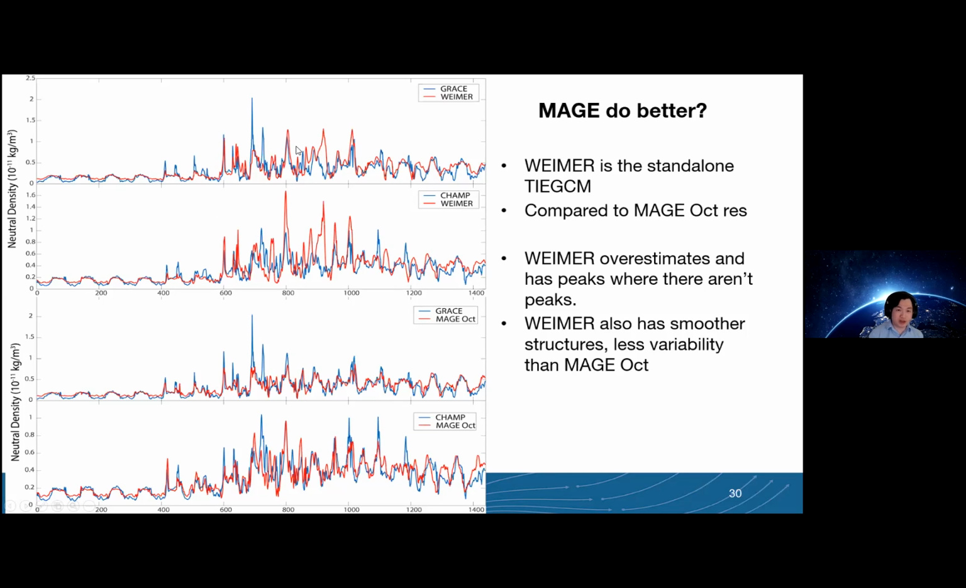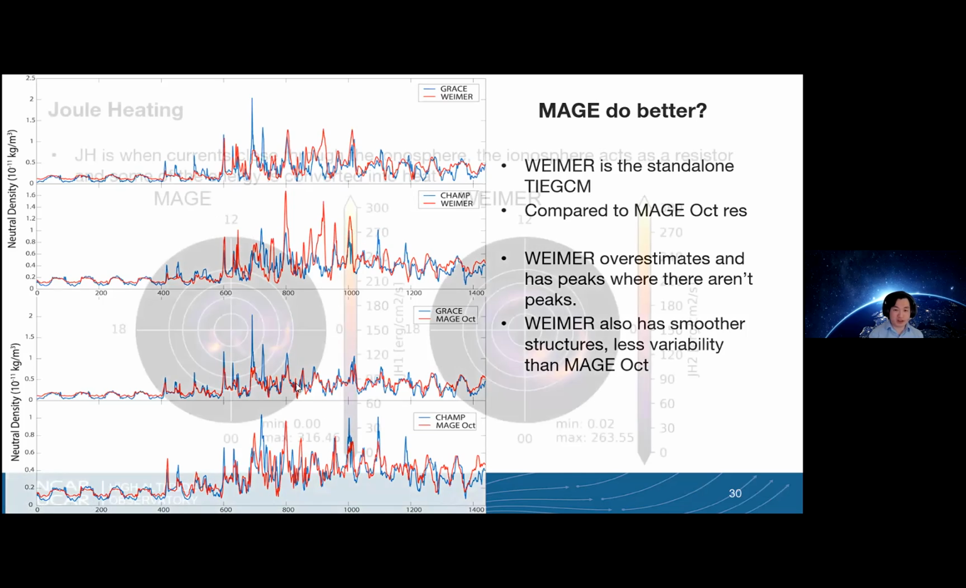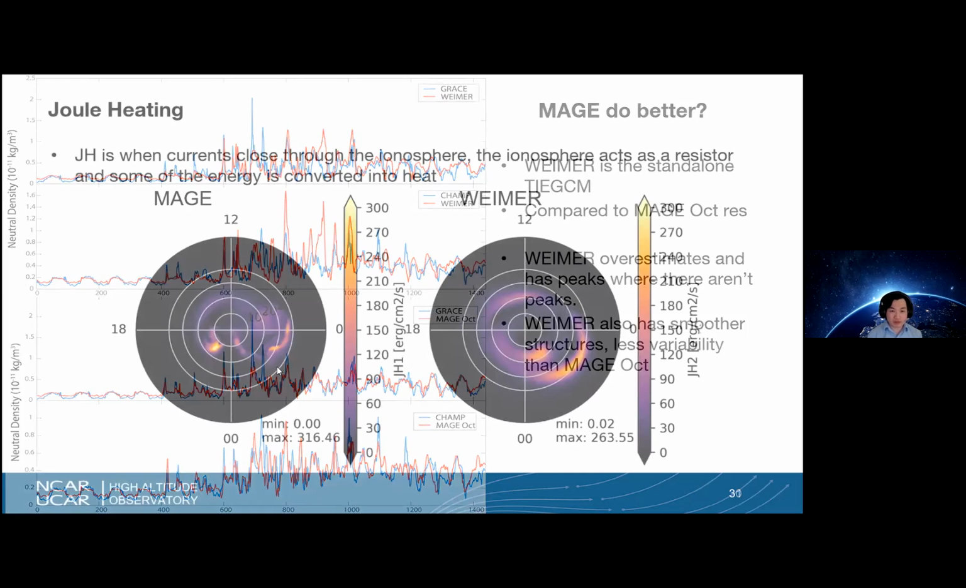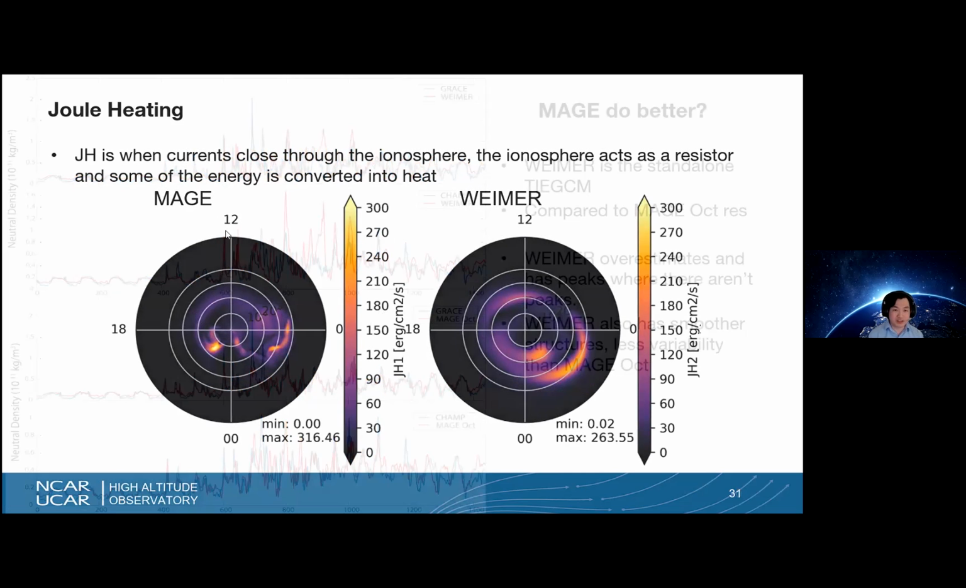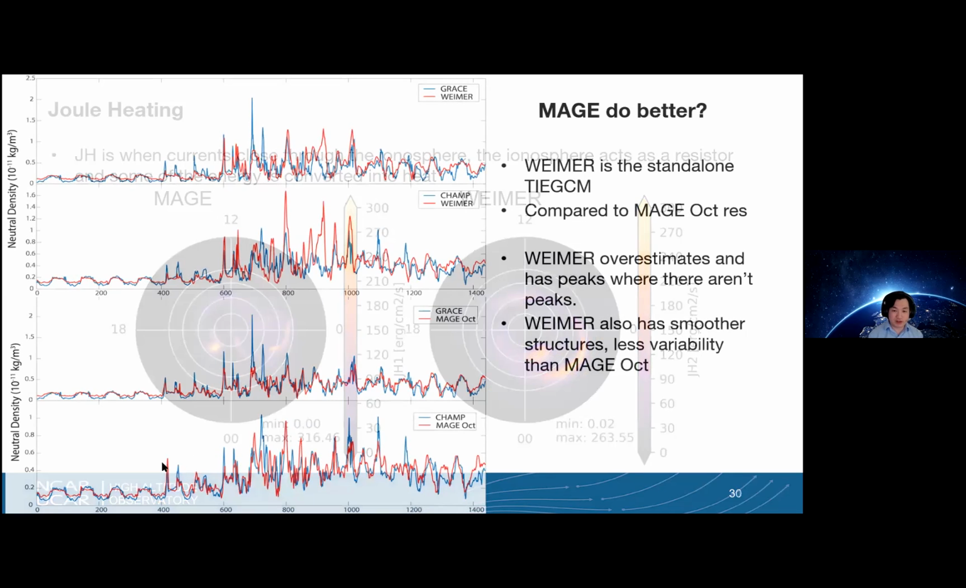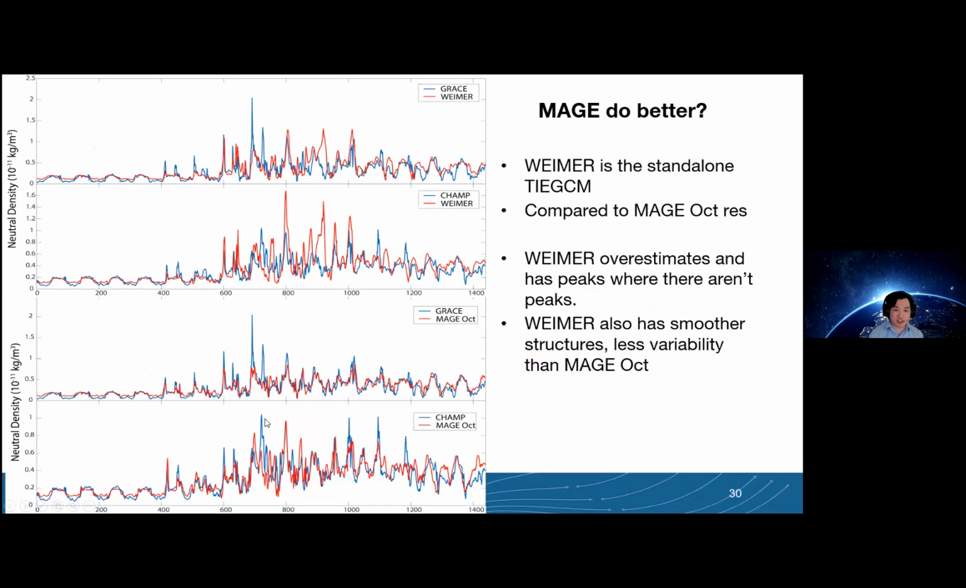How do we know we do better? Weimar overestimates some, we underestimate some. And so it's really a problem to figure out how we definitively say we do better.